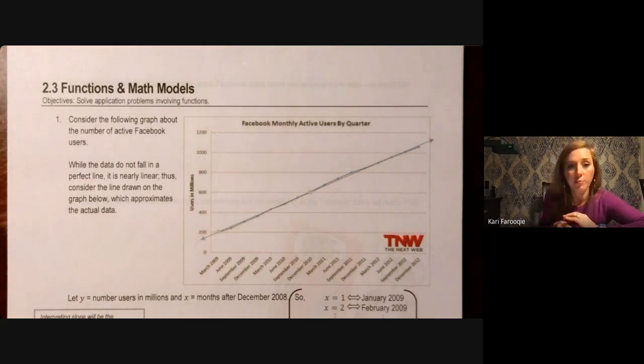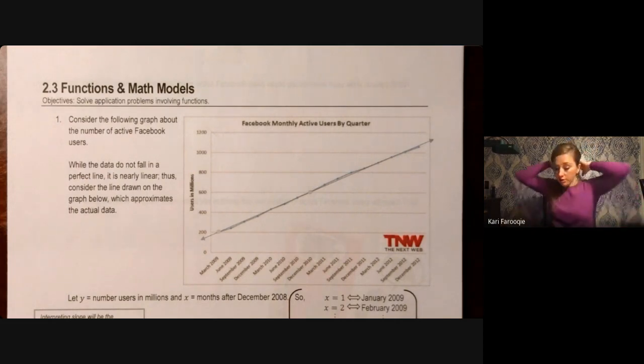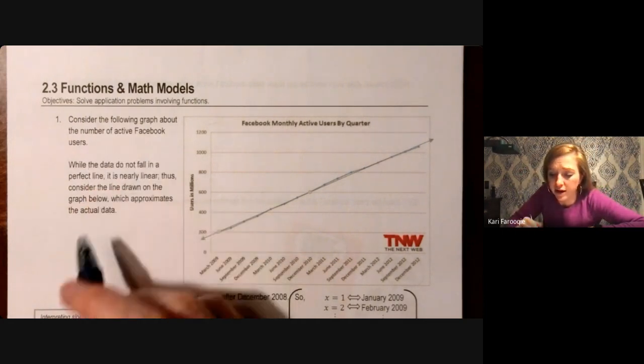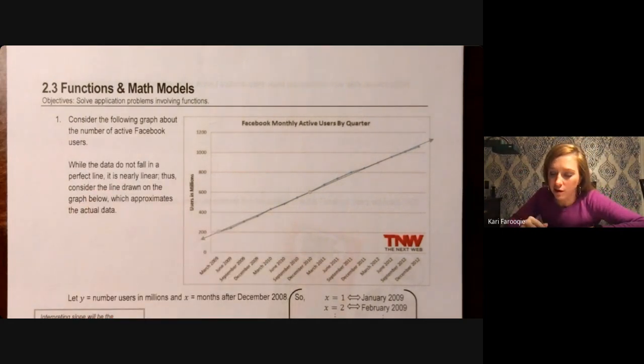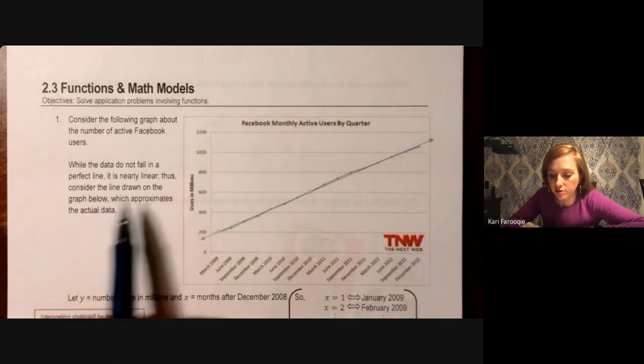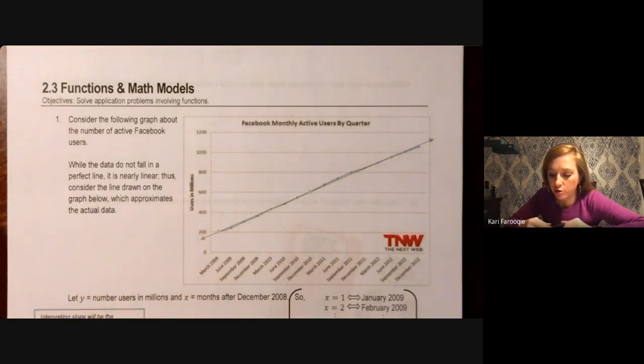Today, we're going to solve application problems involving functions. Most of them are going to be linear functions. You will see at some point a quadratic function that will result from some data that we're working with. So first example, consider the following graph about the number of active Facebook users. While the data do not fall in a perfect line, it's nearly linear. Thus, consider the line drawn on the graph below or to the right, which approximates the actual data.